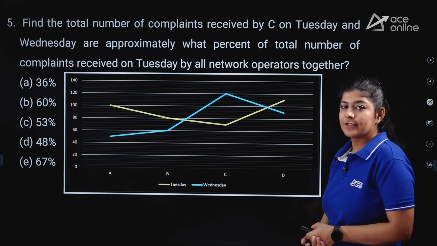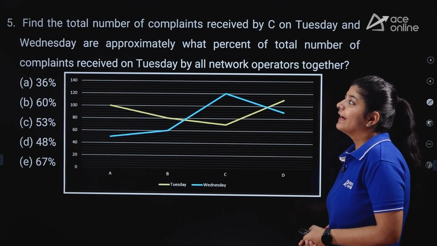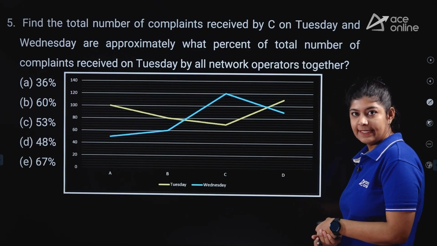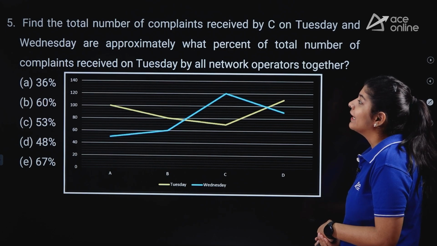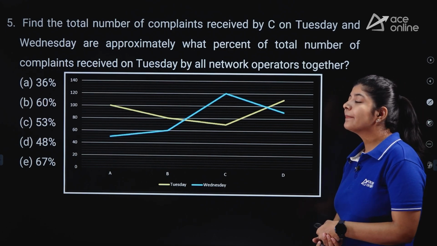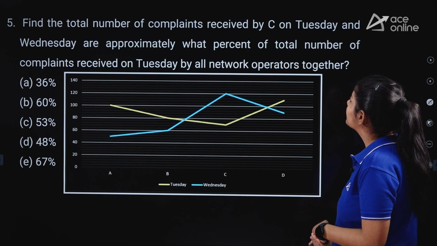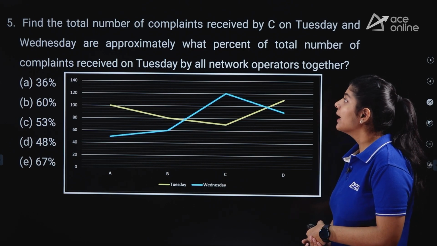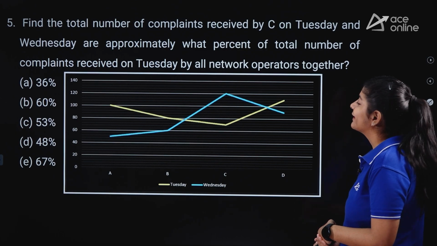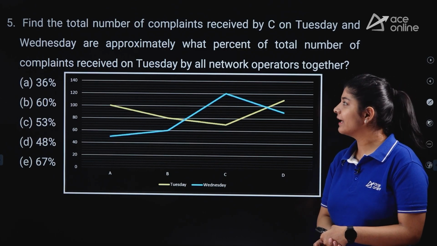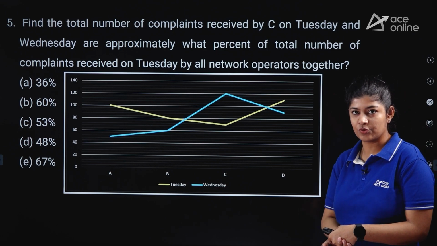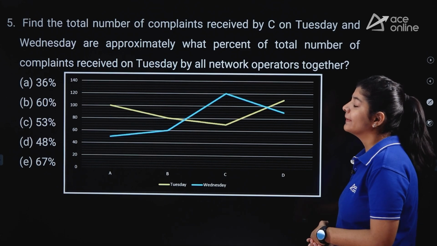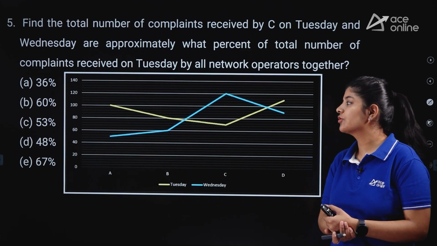So the next question says: find the total number of complaints received by C on Tuesday and Wednesday are approximately what percent of the total number of complaints received on Tuesday by all network operators together. I just hope you all understand the question, what you have to do, and simply try to find out the percentage, the approximate percentage.